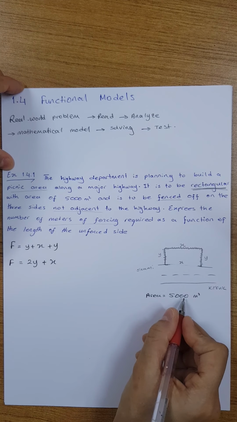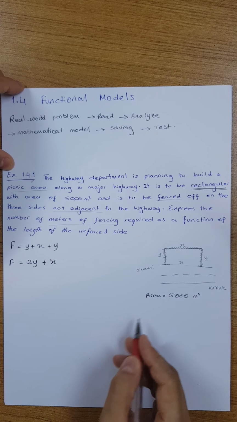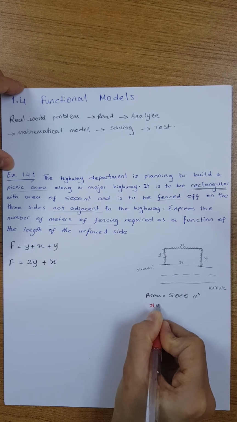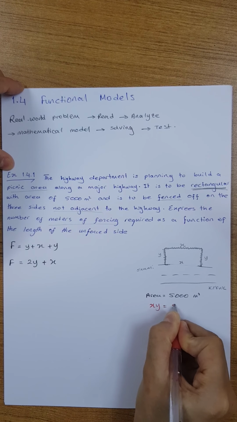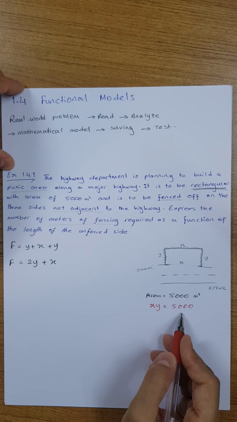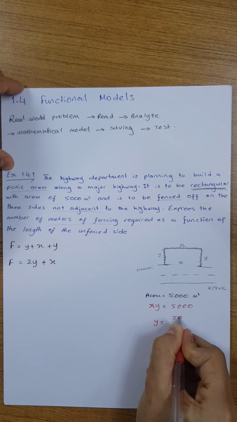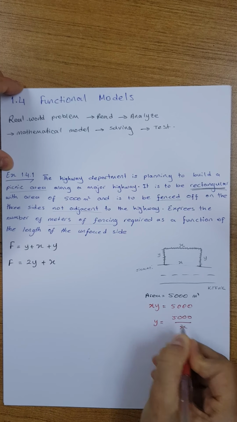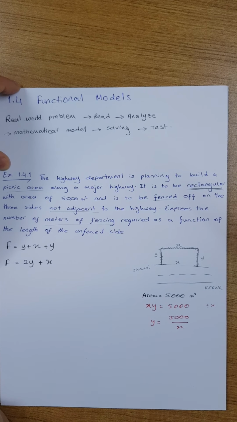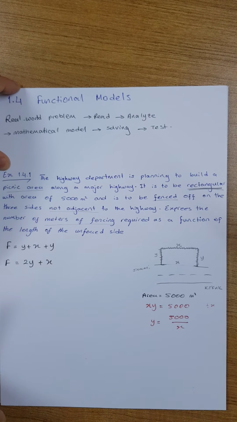So area is equal to what? 5,000 meters square. Area is of a rectangle. What is the area of a rectangle? It is x multiplied by y. Length times width is equal to the area of a rectangle, and that's equal to 5,000. I'll write y is equal to 5,000 over x. Here we are dividing both sides by x to leave y alone. So y is equal to 5,000 over x.